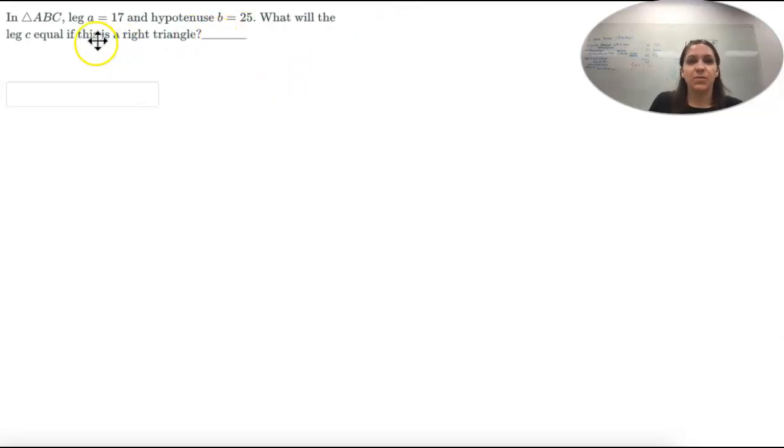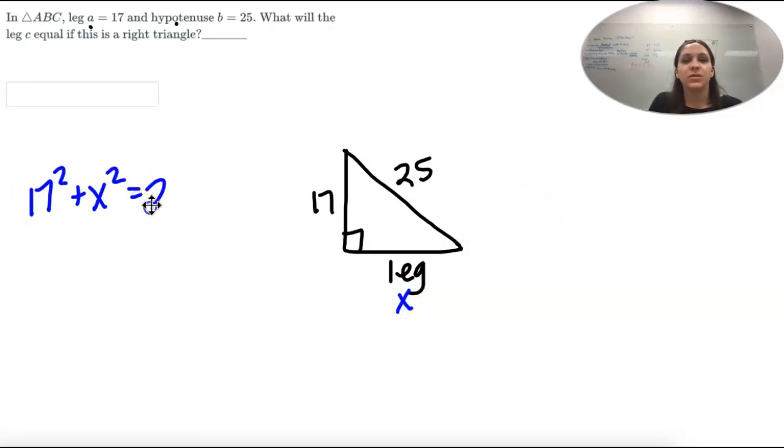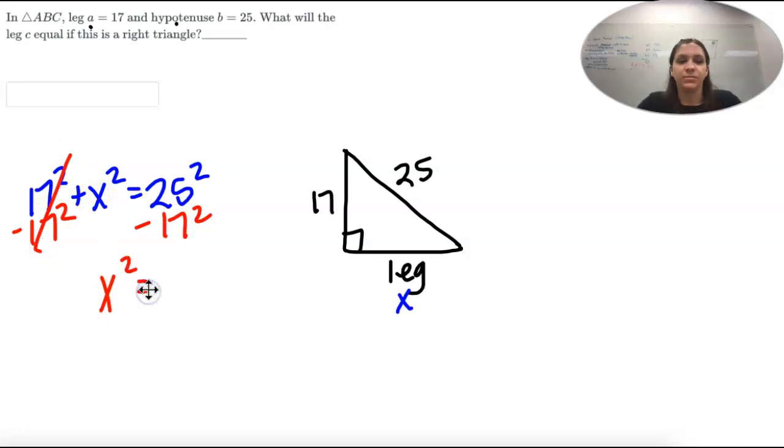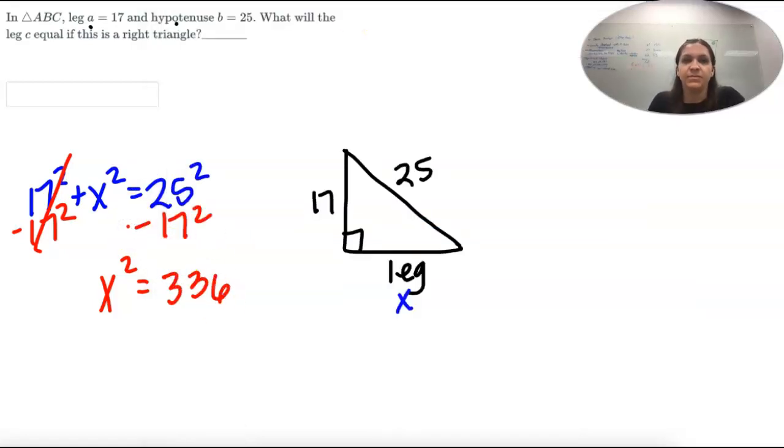Okay, so this one's the same. We have a leg and a hypotenuse, and we're trying to find the other leg. One leg is 17, the hypotenuse is 25. What's the other leg? I like to just have them equal. So 17 squared plus x squared equals 25 squared, and I'm going to solve for x. So minus 17 squared. Square root both sides.